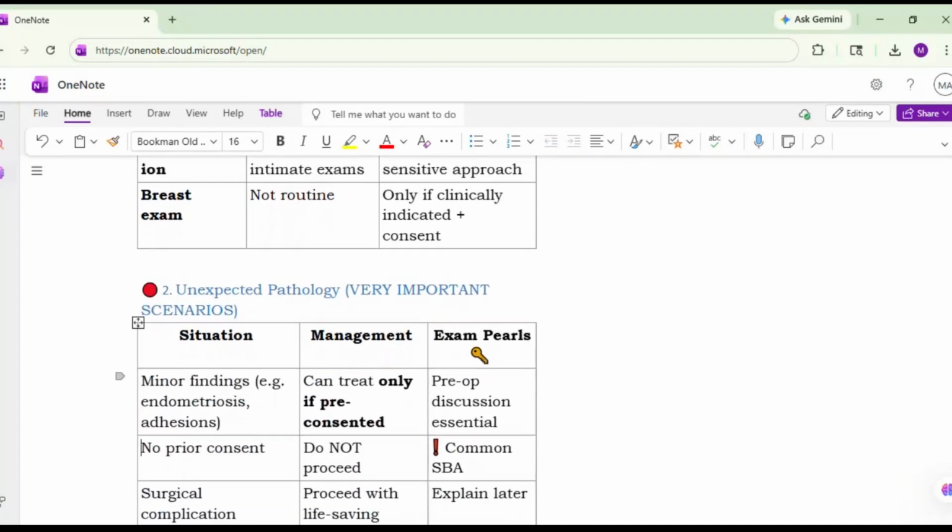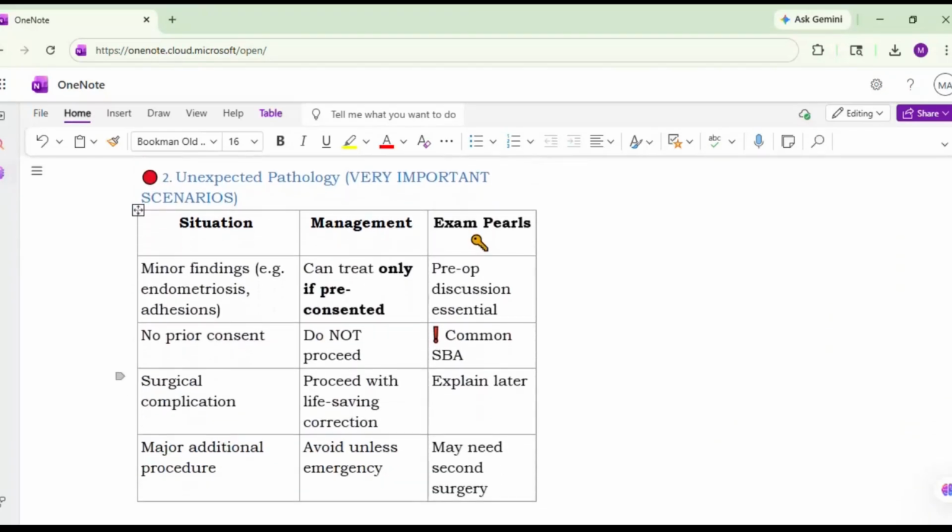Then unexpected pathologies. Sometimes they can ask you a question on unexpected pathology. Suppose there are minor findings like endometriosis or adhesions while we are performing a diagnostic laparoscopy, say for tubal patency, and there are superficial endometriotic spots or adhesions. They can be treated if it has been consented pre-operatively, and pre-operative discussion is essential.